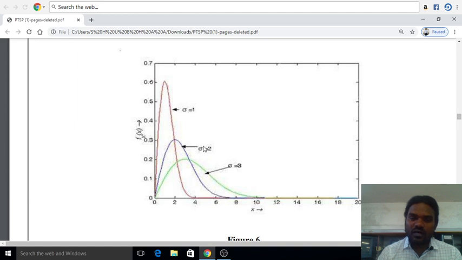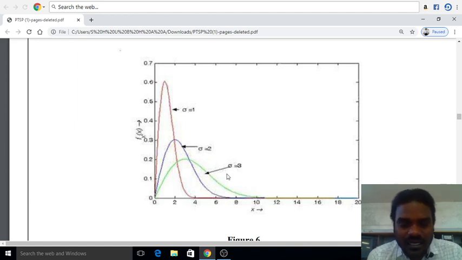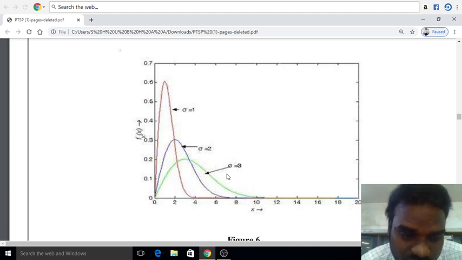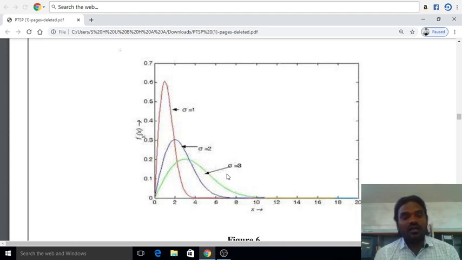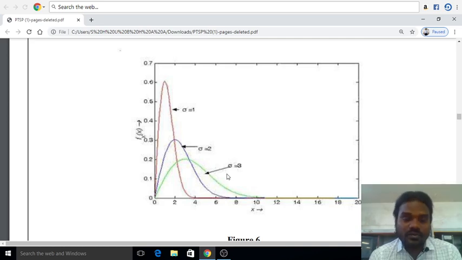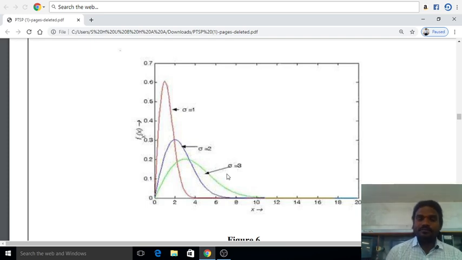lambda equals 1, lambda equals 2, lambda equals 3. Here the analysis is that the probability density function decreases if you choose a larger mean or variance value. That means for larger variance values, the probability density function will be less for the Rayleigh distribution, and the Rayleigh distribution is valid for the continuous random variable only.